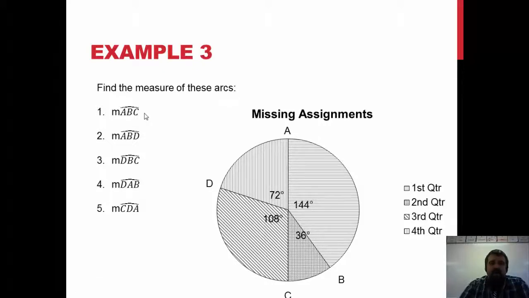Number two, what's the measure of arc ABD? ABD, so it's this big arc right here. Well, it's all three of the little arcs: the measure of arc AB, plus the measure of arc BC, plus the measure of arc CD. I can add all three of those together to get my measure. Well, 144 plus 36 is 180 again. And 180 plus 108, well, that's 288. So number two here is 288 degrees. 180 degrees for number one, 288 degrees for number two. Number three, number four, and number five, try quickly on your own.